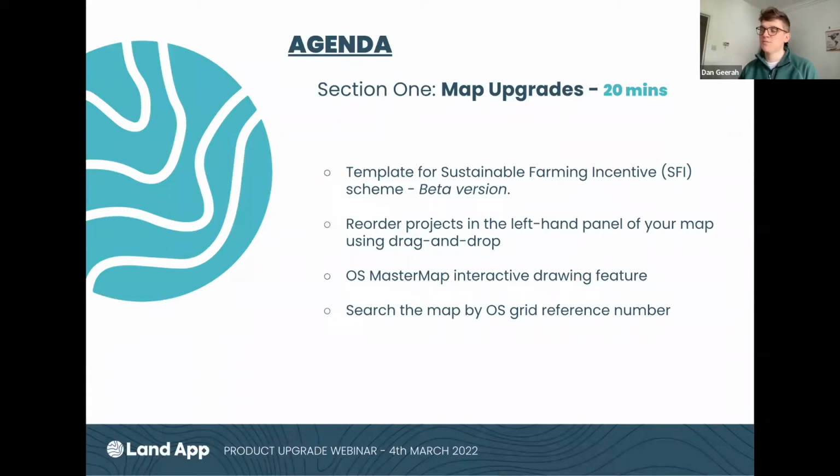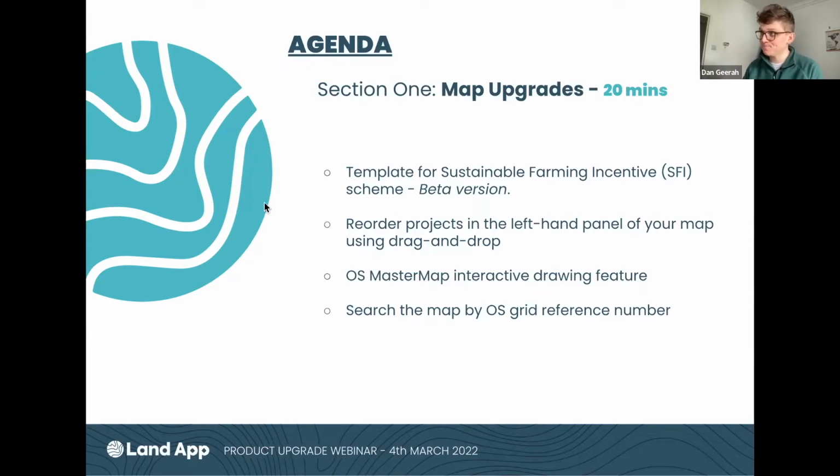So the first part of the demonstration in this section 1, we're going to be showing you how you can use your ordnance survey base map to be able to trace it. So using that base map as an interactive feature to draw your additional options and additional features. Plus, we've also instated the ability to search the OS grid reference number within the search bar at the top of the map.